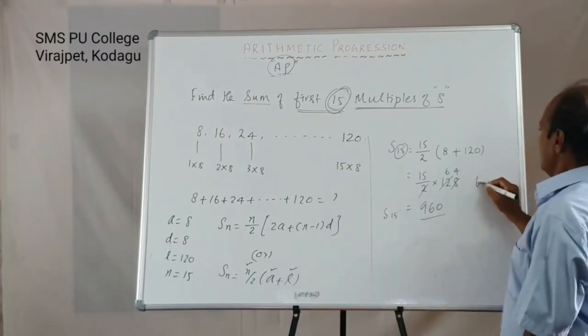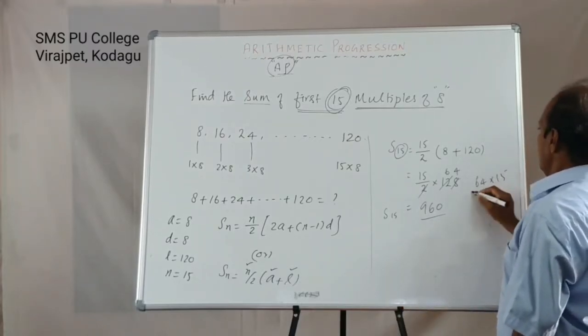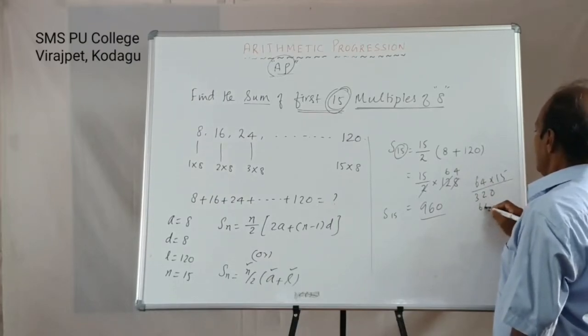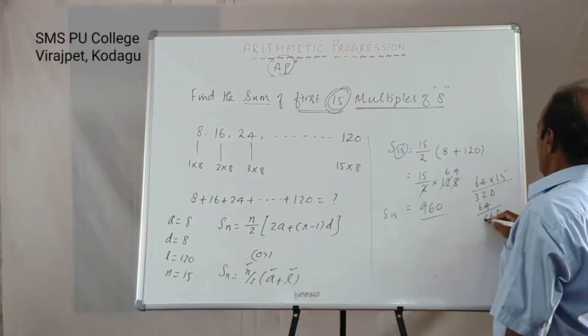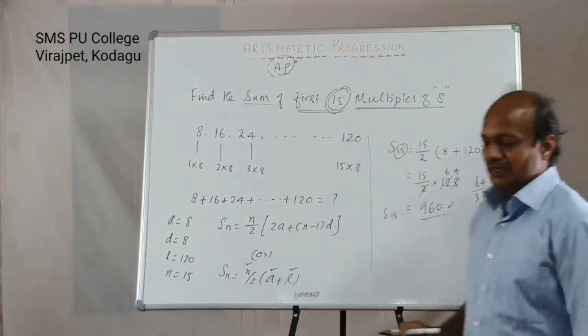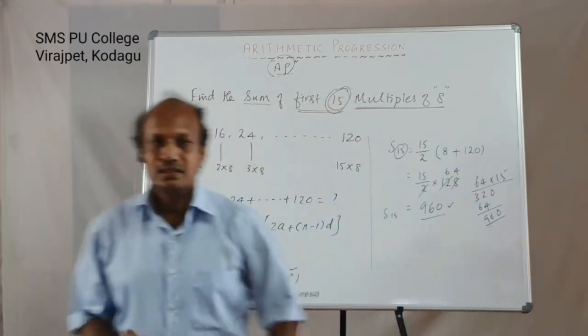You can go by your own method: 64 into 15. 5 4s are 20, 5 6s are 30, 32. Here it is nothing but 960. Remember, this type of question has chances of being asked for 2 marks.